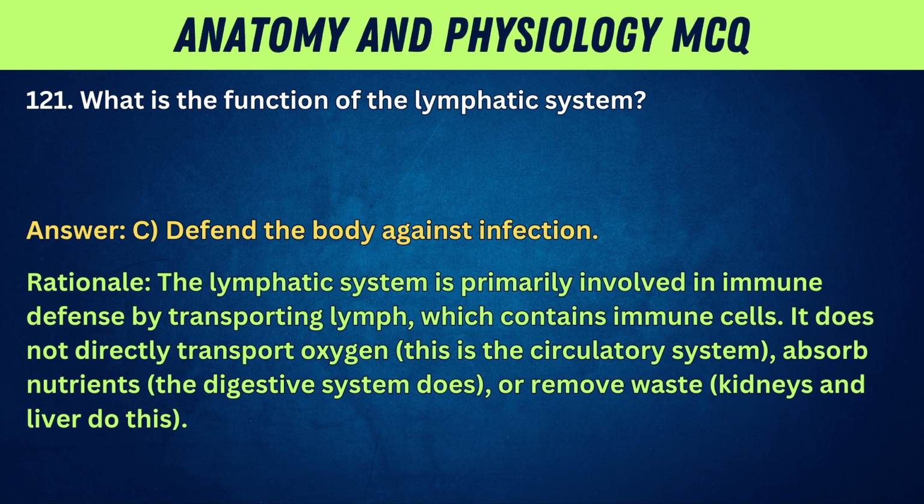Rationale: the lymphatic system is primarily involved in immune defense by transporting lymph, which contains immune cells. It does not directly transport oxygen. This is the circulatory system. Absorb nutrients: the digestive system does this. Or remove waste: kidneys and liver do this.